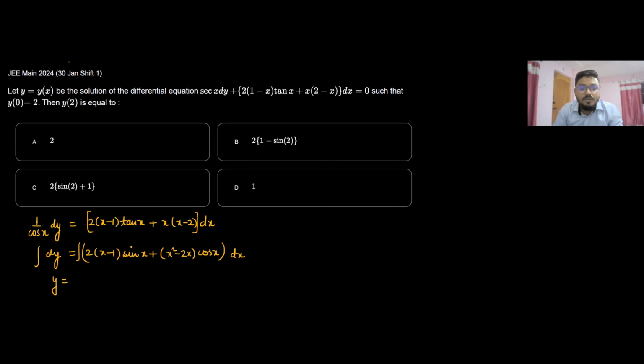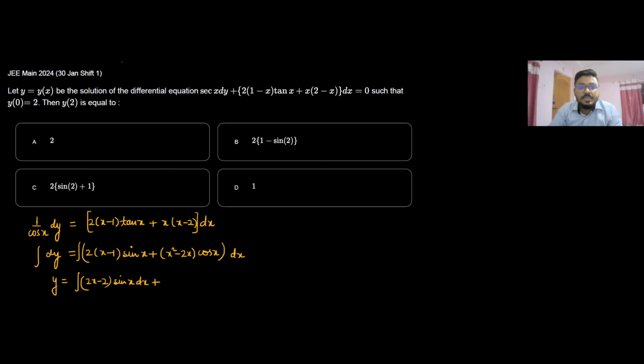So this is y equal to integral of first one, that is (2x minus 2) times sin x. Let it be like this. And start integrating the second portion. Second portion, there is one algebraic term, and this is trigonometric term. So we have to start integrating by parts. And the first function would be algebraic one. Second function will be trigonometric one.